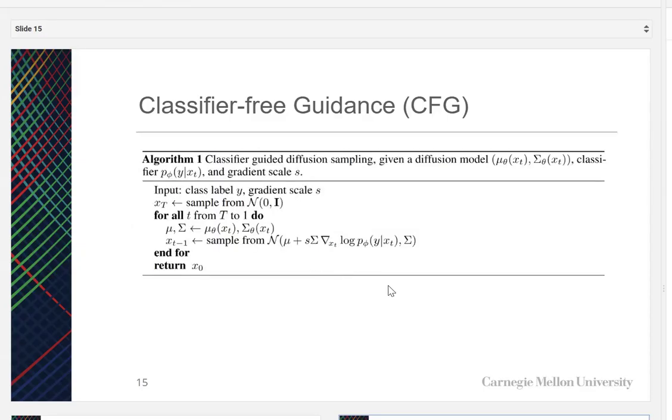So here is the algorithm. We train a classifier on both the original and the noisy versions of images to predict class labels. And then the gradient of the classifier's prediction is calculated, scaled, and added to the diffusion model's output to steer this image generation toward the desired class.